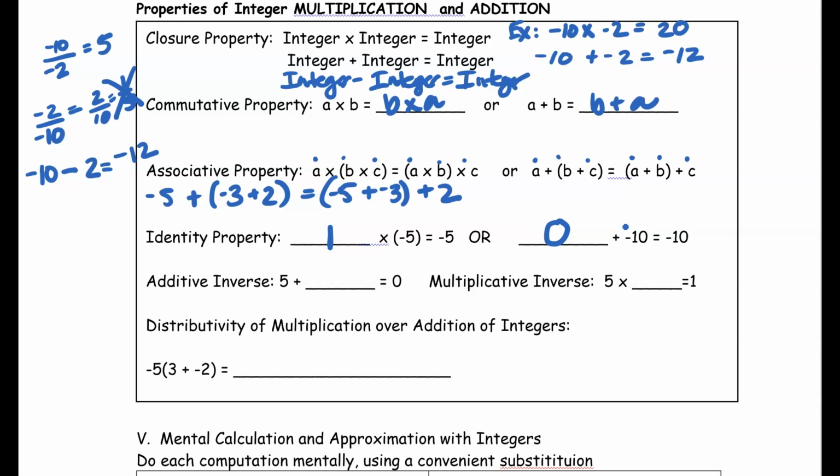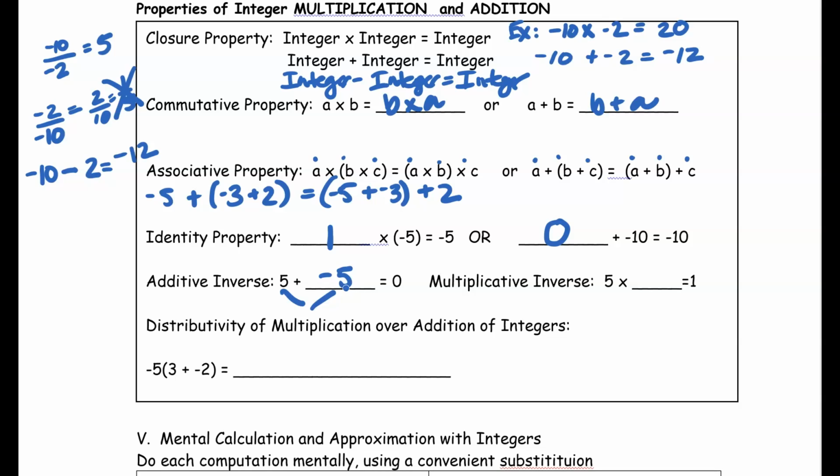The additive inverse is different. The additive inverse is the number that you can add to any number so that you get the additive identity, 0. So 5 plus negative 5 is going to equal 0. These two numbers we say are additive inverses. So 10 and negative 10 are additive inverses. 100 and negative 100 are additive inverses. The opposite of any number is its additive inverse.